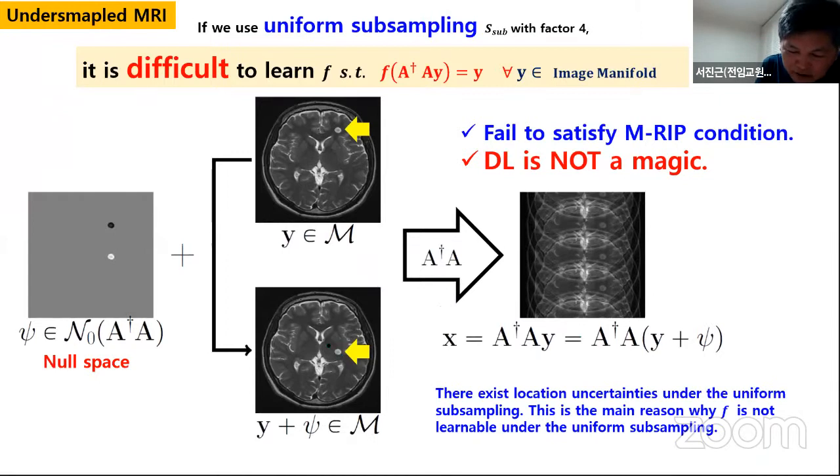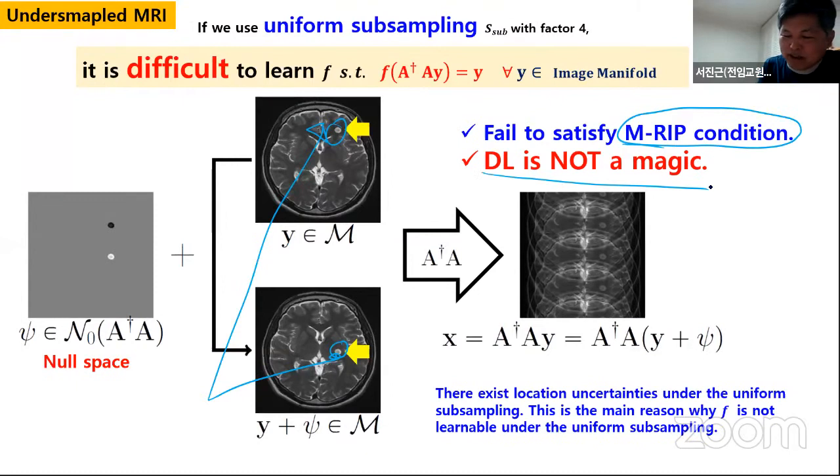Look at here. There are uncertainties there. Two things have the same data. So this model does not satisfy the MRI RIP condition. I already said deep learning is not magic. Is this not learnable? Yes, because of these uncertainties.